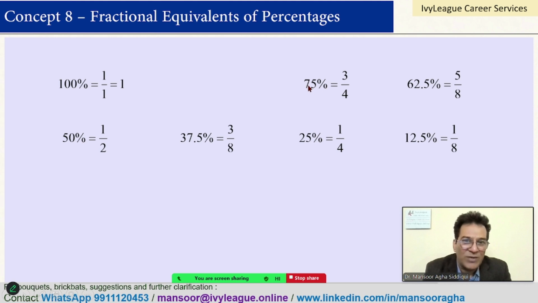Exactly between 75% and 50% is 62.5%. So when you subtract 12.5 from 75%, or if you add 12.5% to 50%, you end up getting 62.5. 62.5% is equal to 5 by 8. There is no difference between these two values. They are both equal.